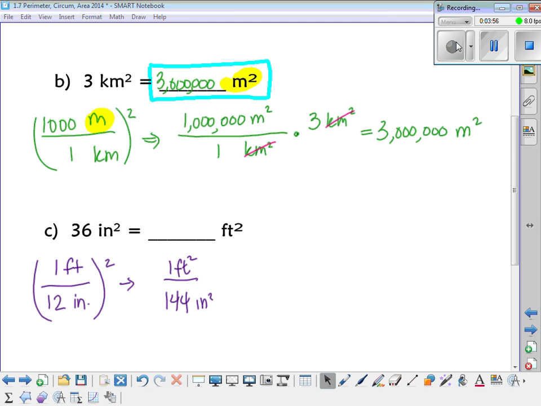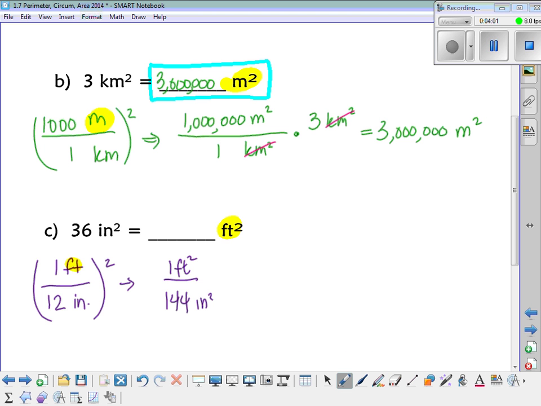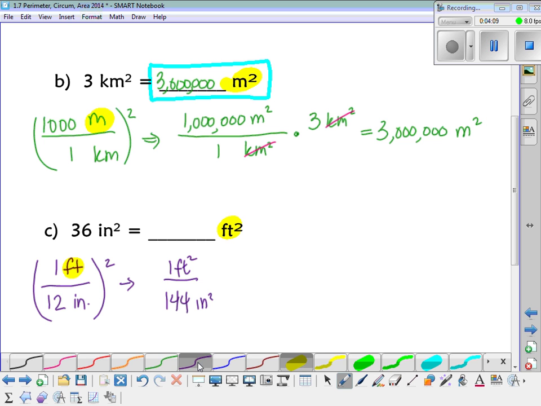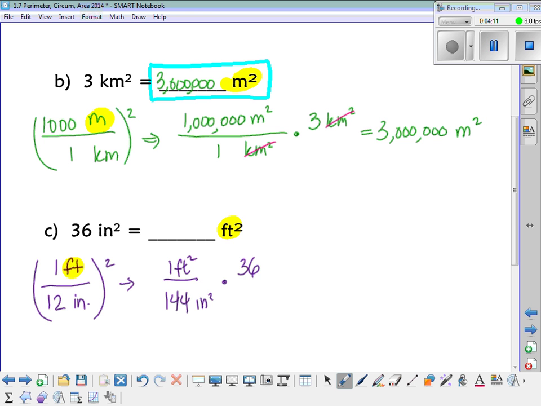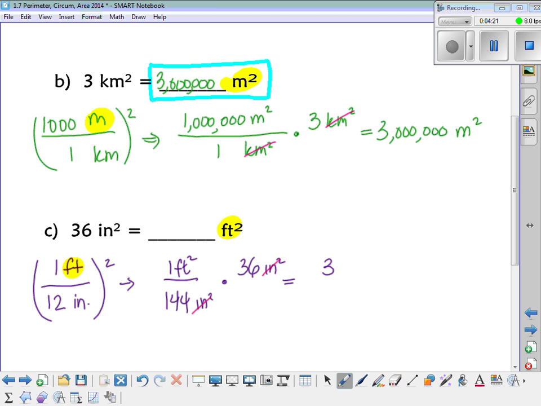Okay, so for your conversion factor, you should have put the feet on top, because again, we want our answer to be in square feet, so the feet should be on top. And you should have gotten that 1 square foot is 144 square inches, and then you multiply that times 36 square inches, and that way the inches squared cancel out. And then multiplying across, we get 36 over 144, and that's feet squared. And so that would equal 0.25 square feet.